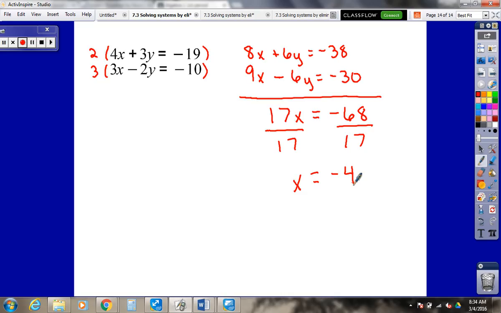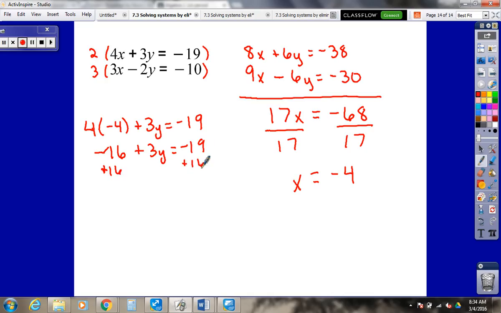Aiden, how do I find y? Put that into one equation. Okay, so let's use the top one, I guess. Okay, finish solving that for me. Negative 16. Good, plus 3y equals negative 18. Good, add 16. Good. And 3y equals negative 3. Y equals -1, good.